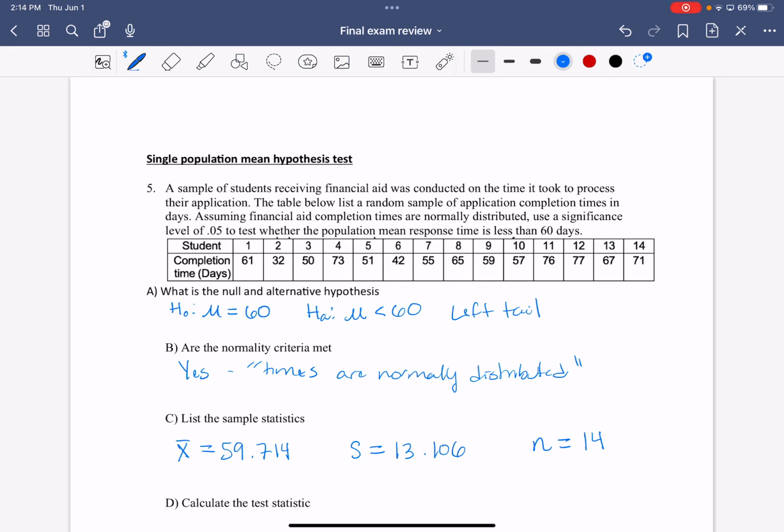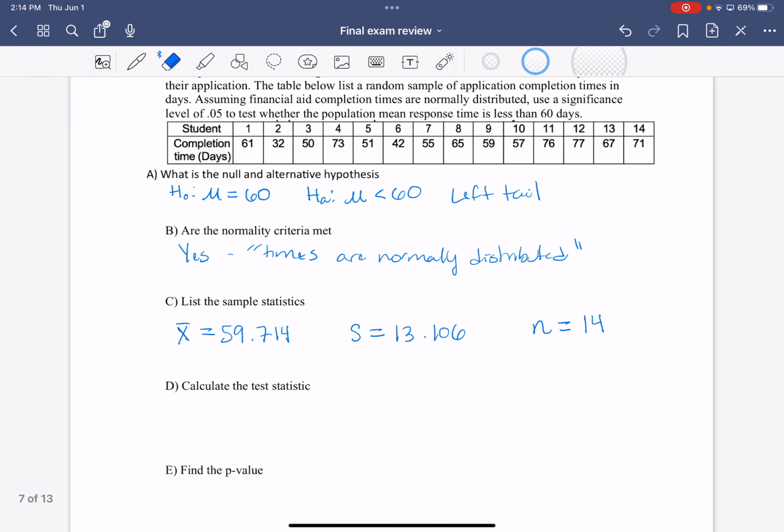So we're not doing independent samples? No. Any questions here?